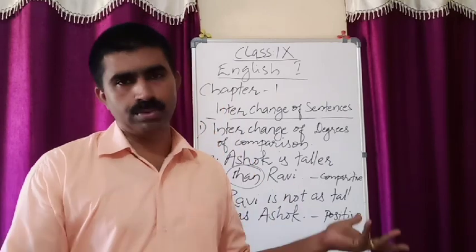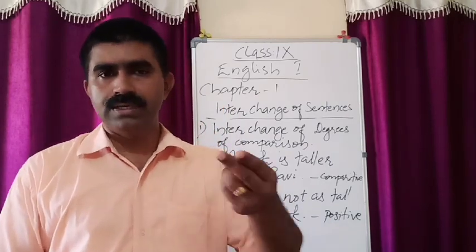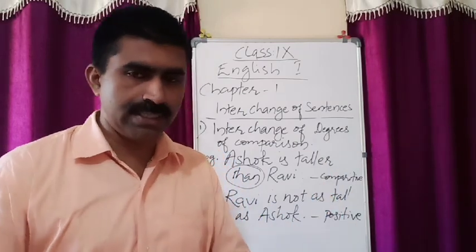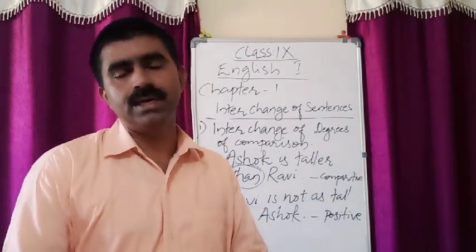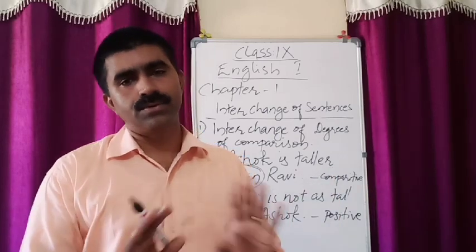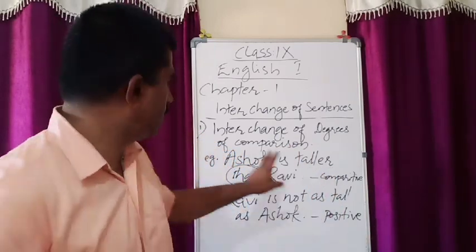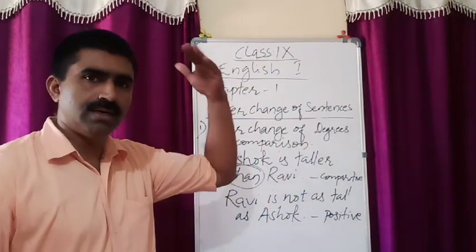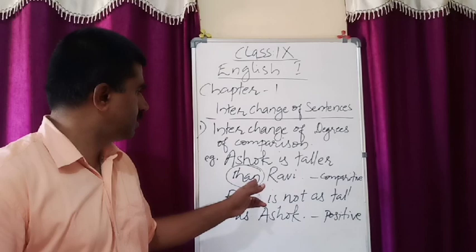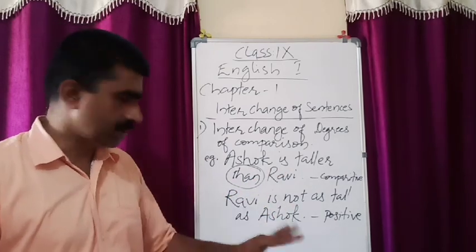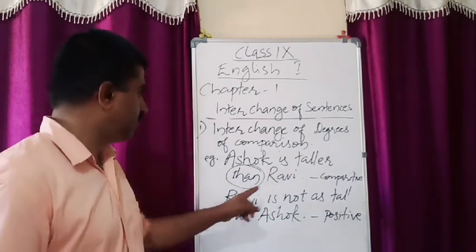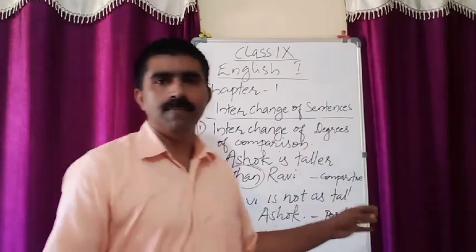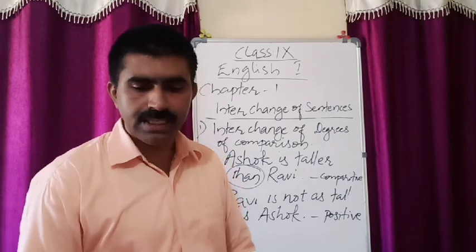we cannot use the superlative degree. Only if the comparison is between only 2 things, we cannot use the superlative degree. Then only positive degree and comparative degree are applicable. Here you see Ashok and Devi. Their height is compared, but we cannot use superlative because only 2 things are there. Devi is not as tall as Ashok. That is positive degree and comparative degree.